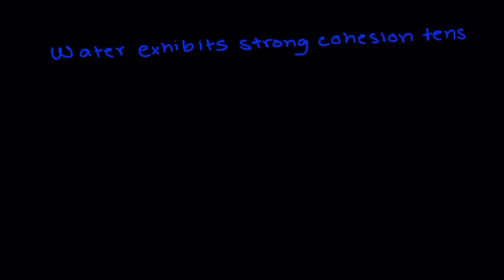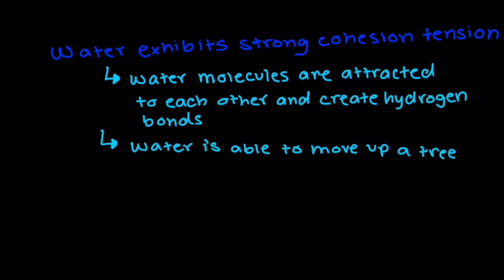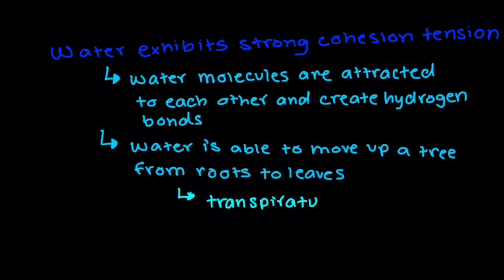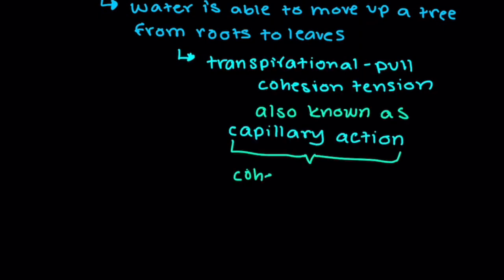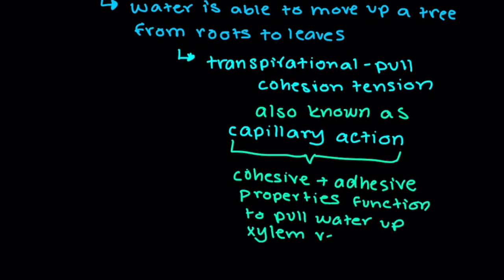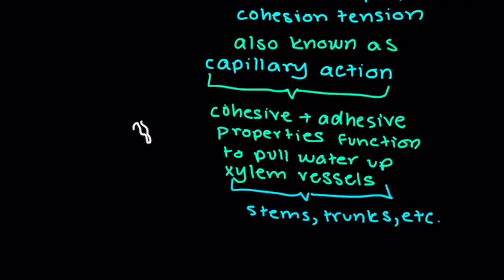Water exhibits strong cohesion tension. Water molecules are attracted to each other and create hydrogen bonds, and this is called cohesion. So because of this, water is able to move up a tree from the roots to the leaves. This is also called the transpiration pull cohesion tension, better known as capillary action. The exact definition of capillary action is cohesive and adhesive properties that function to pull water up xylem vessels. Xylem vessels are like stems, trunks, and more.